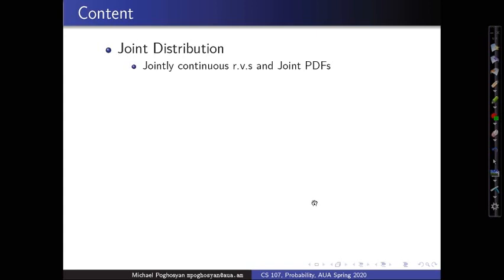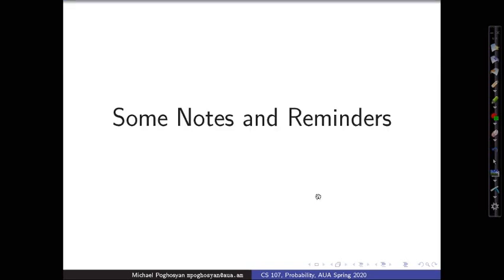Today we're gonna talk about jointly continuous random variables and joint PDFs. And as a supplementary material, I will talk a little bit about conditional distributions. So before beginning, some notes and reminders from Calc 3, from multivariate calculus.